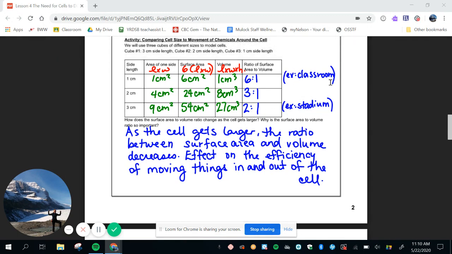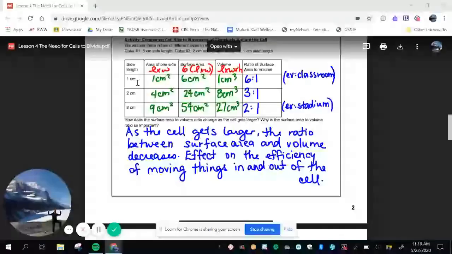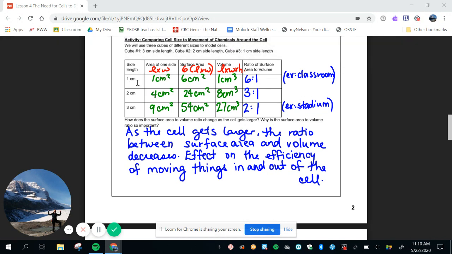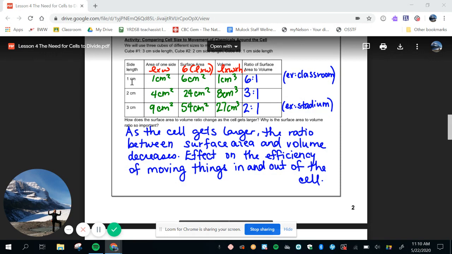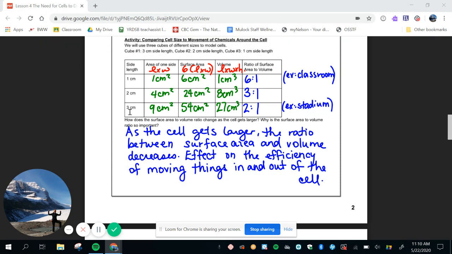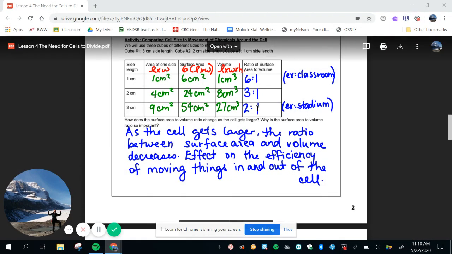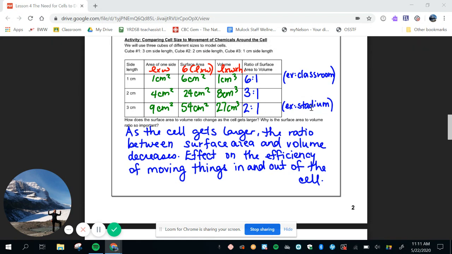And again, we're comparing that to a cell. So we're saying a smaller side length means a smaller cell, versus if we jump to 3 centimeters, we have a much larger room or cell with a 3 centimeter length. If you look at this last column, that's really what we need here. Down here at the bottom, where I have my stadium example or a really big cell, I have a 2-to-1 ratio, and that's really low.